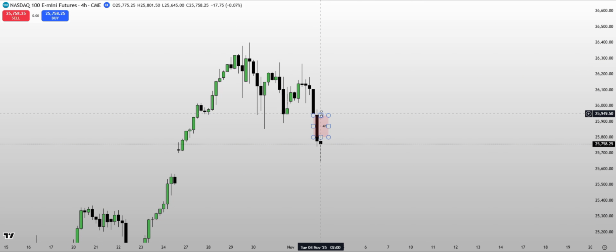We want to see what price is going to do if it decides to tap into this gap. Will it run through it, tap into the second gap? Will it reject it and head lower? We're going to analyze what price does from that point.